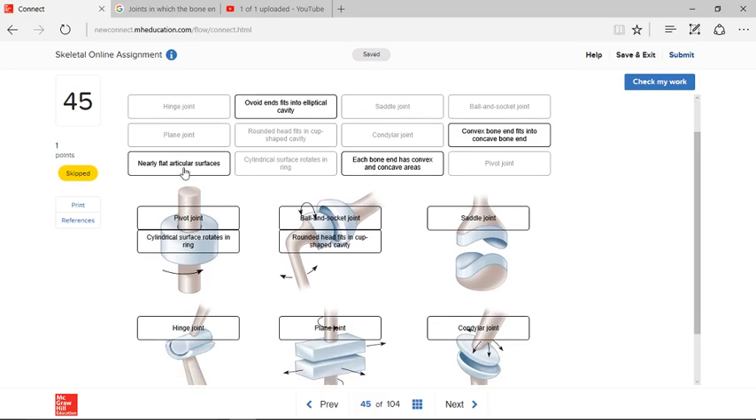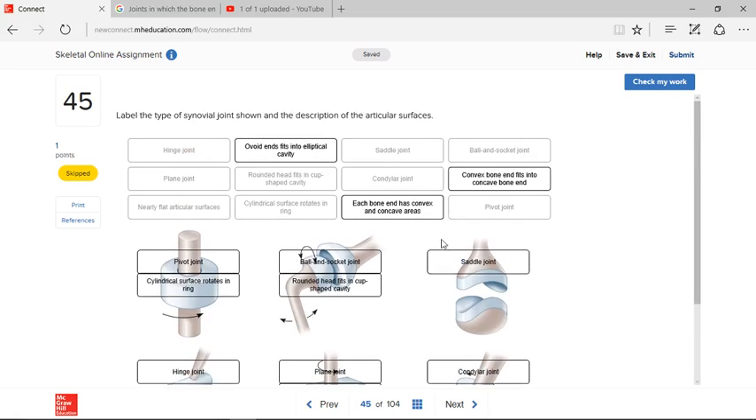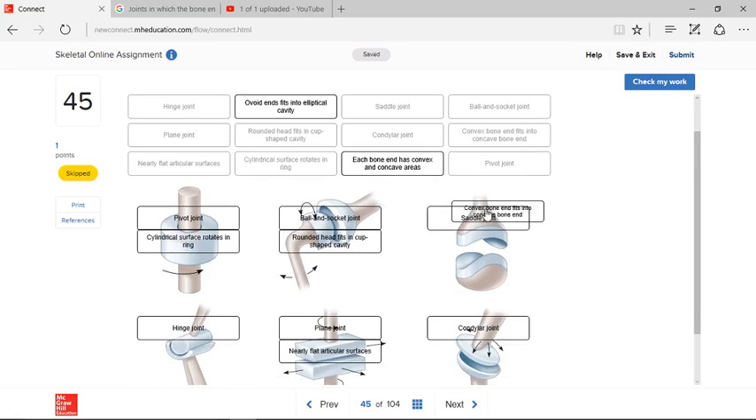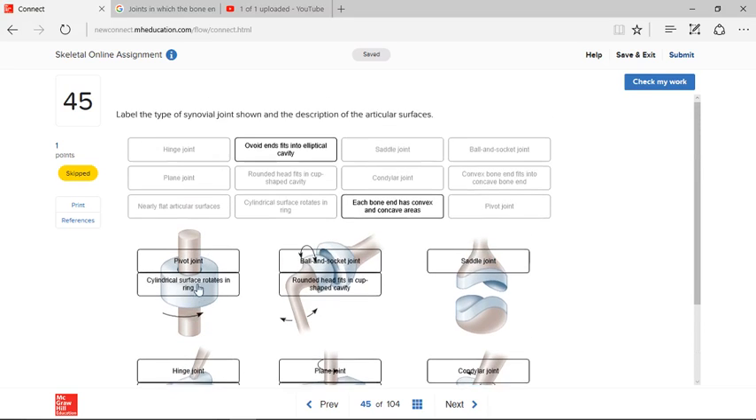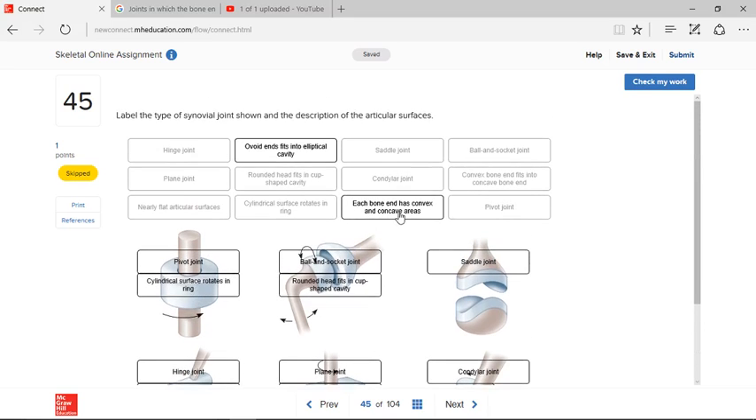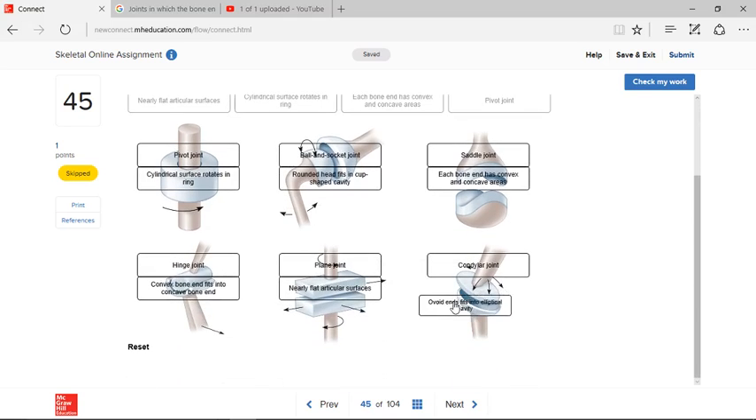A nearly flat surface, I bet, is going to be a plane joint. Concave bone end, that's going to be it. There it is. Each bone end has convex and concave areas. Saddle joint, that's what I'm guessing for this one. Forms between bones, those articulating have both the concave and convex regions. And I believe, last but not least, there it is. Elliptical cavity.